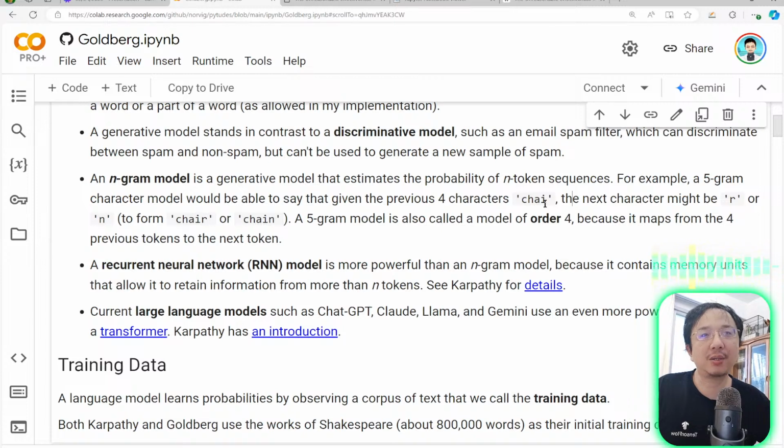Probably like Chen, chair, maybe other English words start or have this CHI in the middle. So for example, we can think about it. Probably it will be R or N, because chair and chain are common English words.